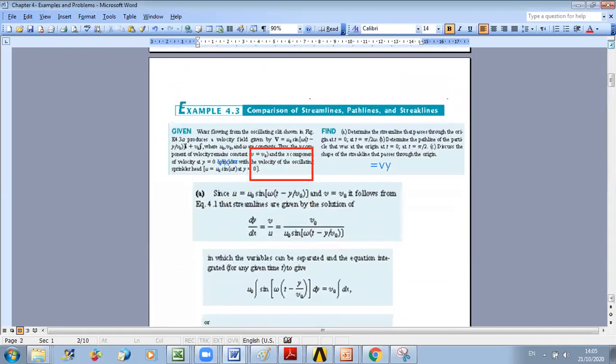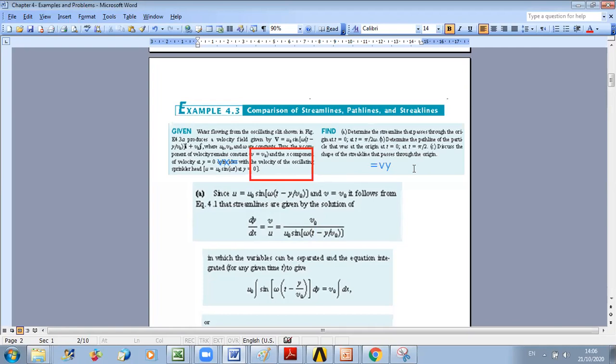In part A, the question was to find the streamline that passed through the origin at two different times, t0 and pi over 2 omega. And this is what we have done together, okay, until now. The second question is to find the path line of the flow field for the case of t0 and t equal pi over 2. Okay, so the question here is different from the previous one, because when you have unsteady flow, the streamline is different than the path line.